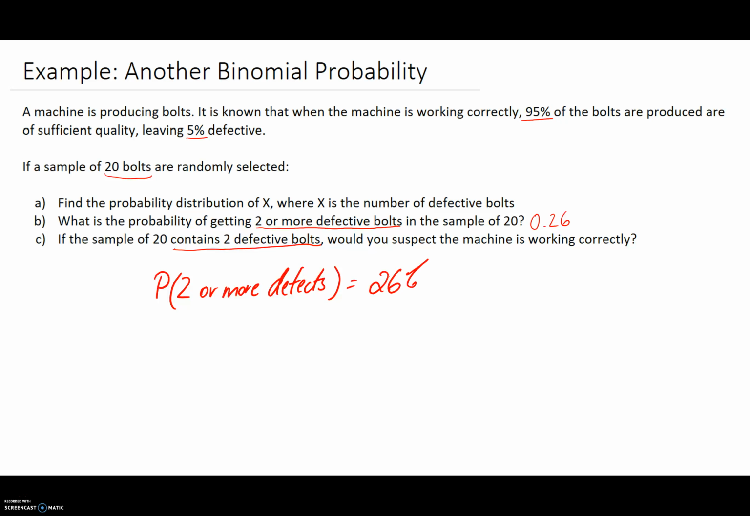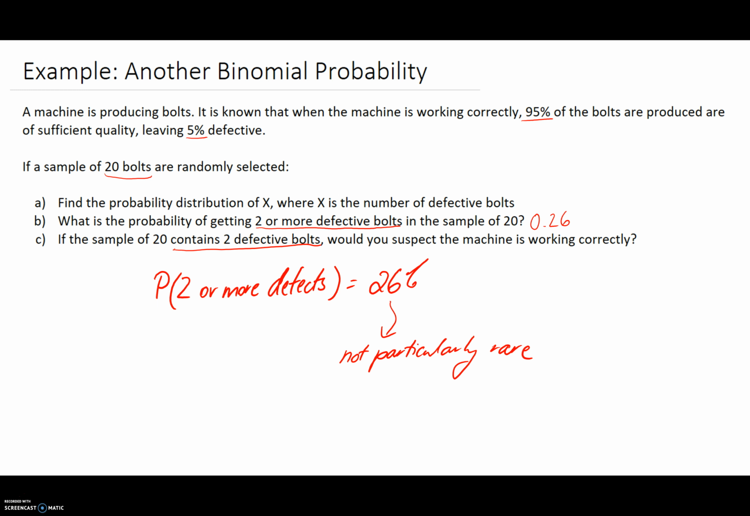What that's telling us is that about a quarter of the time, assuming that 95% are good and 5% are defective, we are going to pick out 2 or more defective bolts in our sample of 20. So this is not particularly rare. A quarter of the time we're going to be picking 2 or more. As a result, I would probably not suspect that the machine is working incorrectly.